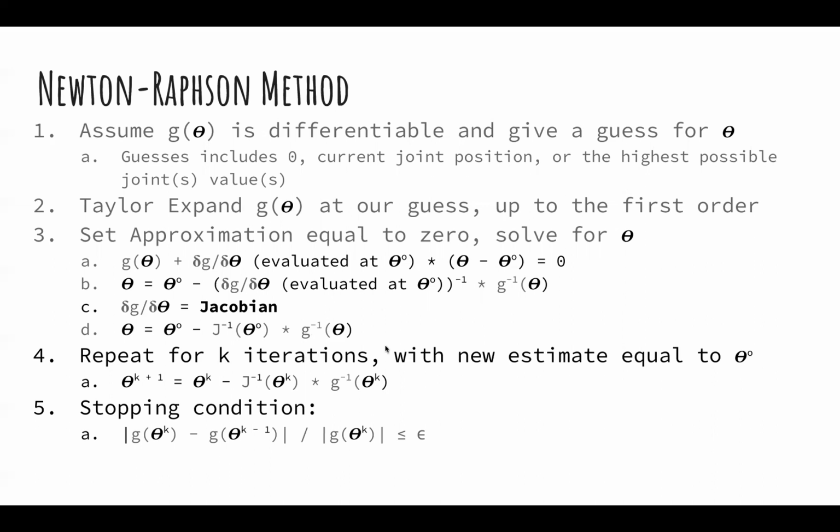Now we repeat this for k iterations, with our new estimate equal to our initial guess. You can see our new iteration depends on our previous iteration's guess, evaluated at our Jacobian and our function here. Our stopping condition is when the norm of the difference between our previous iteration and our current iteration is below some epsilon. Once we reach that, we've successfully found our thetas that could be our joint angles. And there are multiple answers here since g of theta is multi-valued.